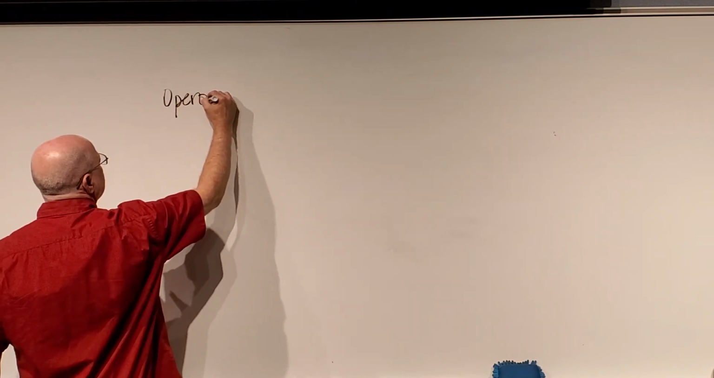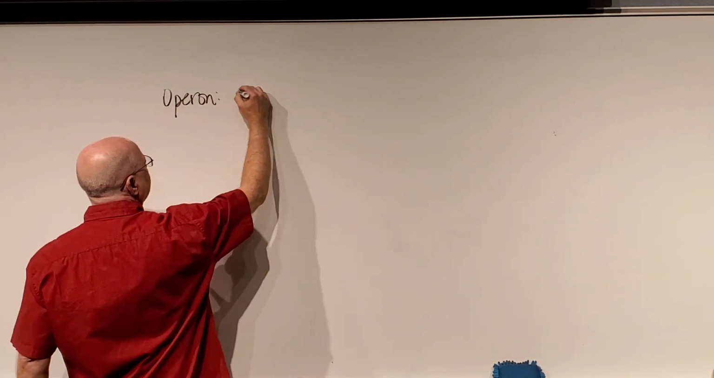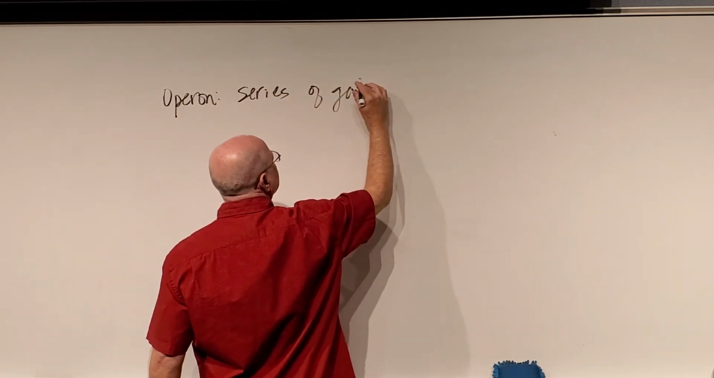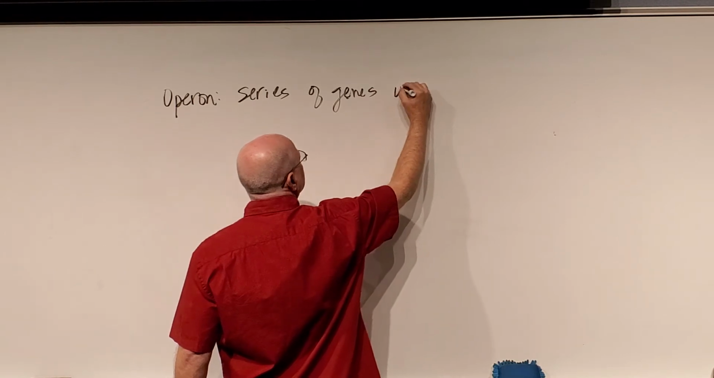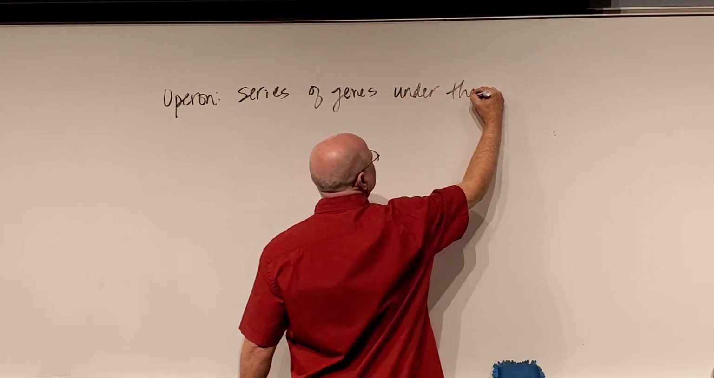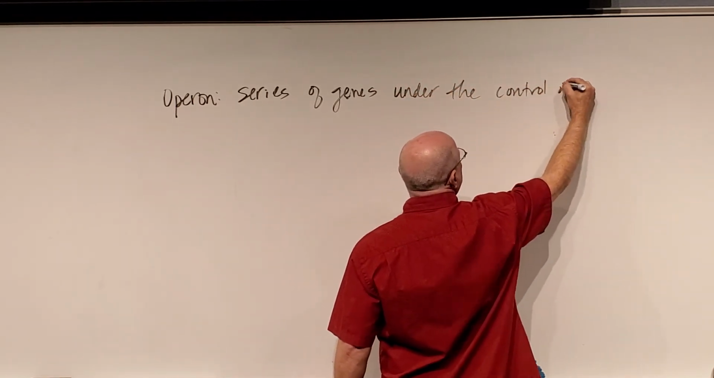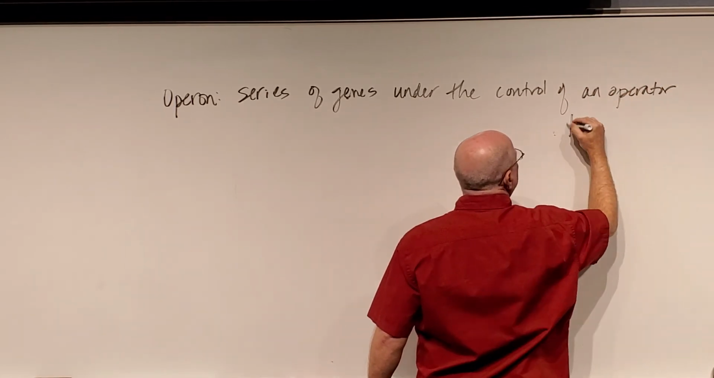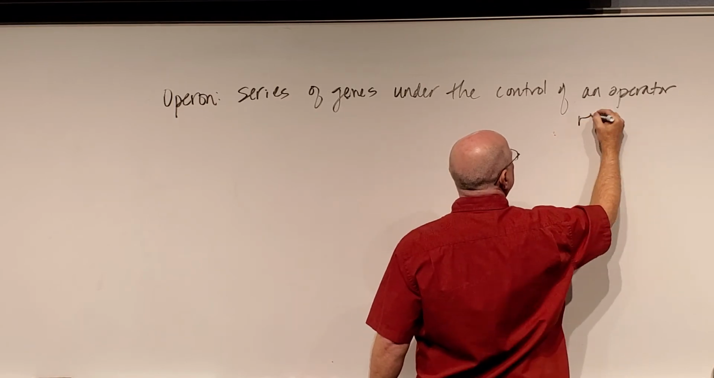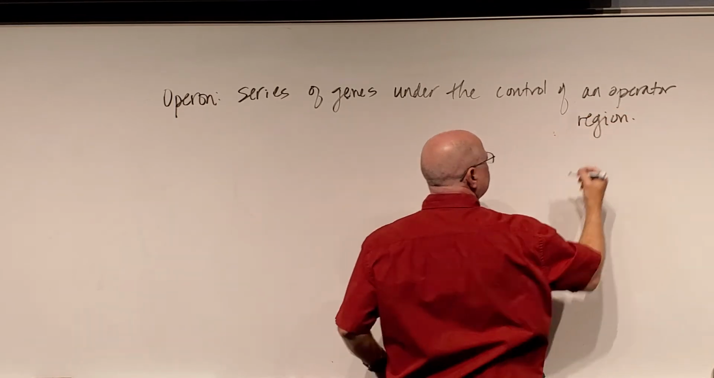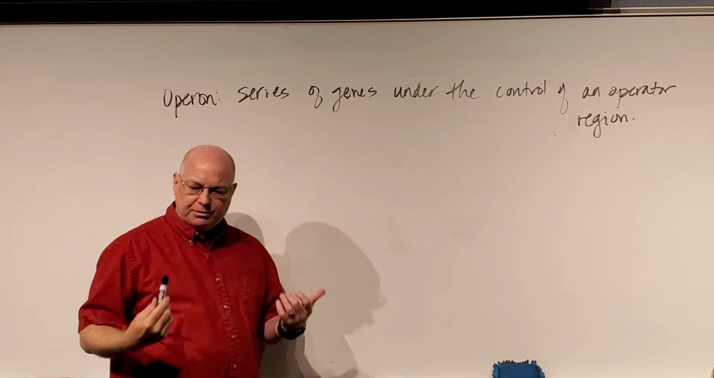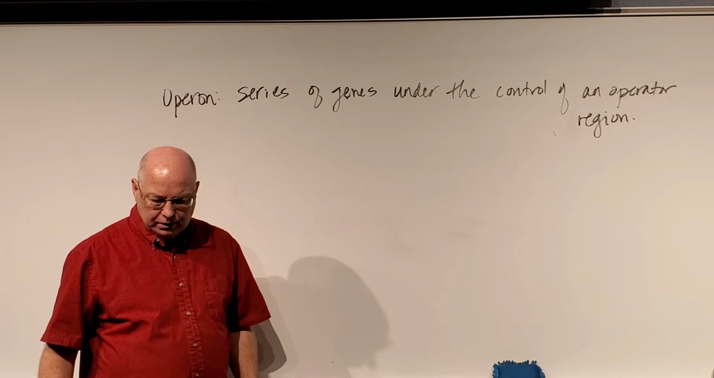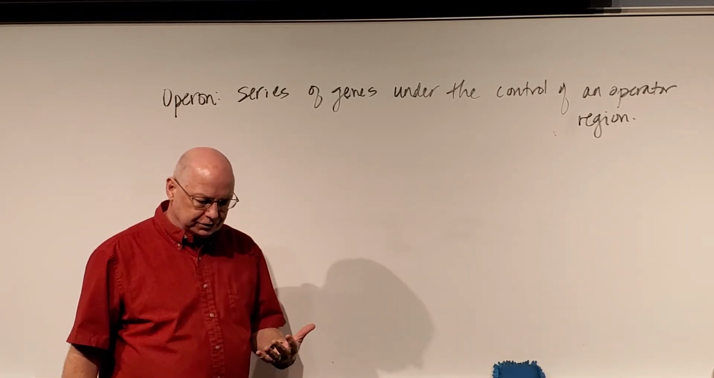Okay? And the definition of an operon is a series of genes under the control of an operator region. Okay? Now, some of the terminology I'm going to use is not going to be super clear until we see it sort of visually. And so, here's what happens.